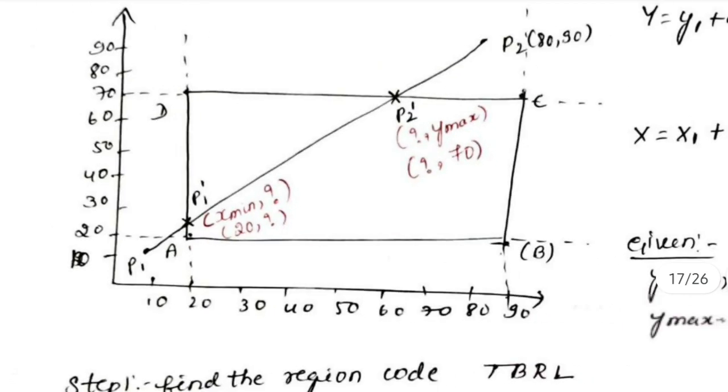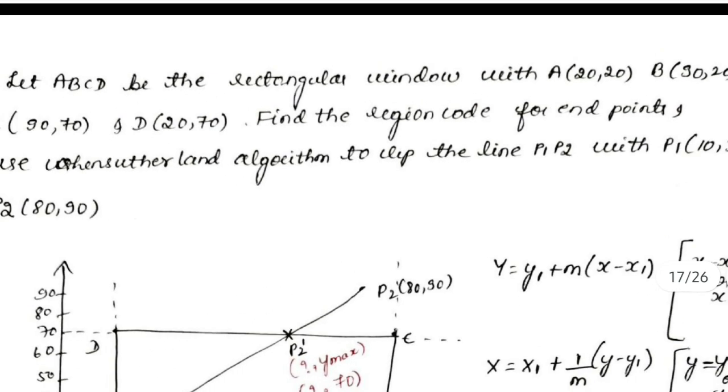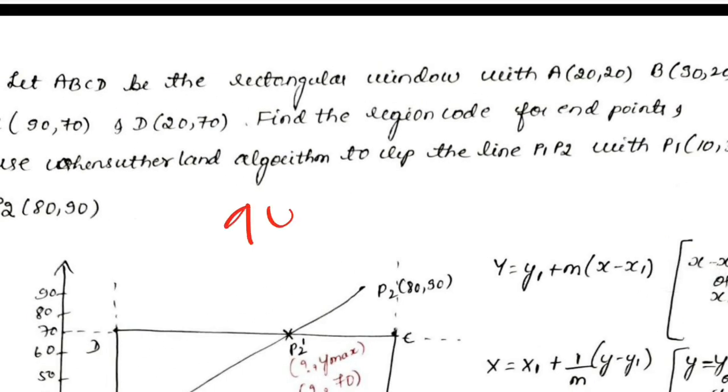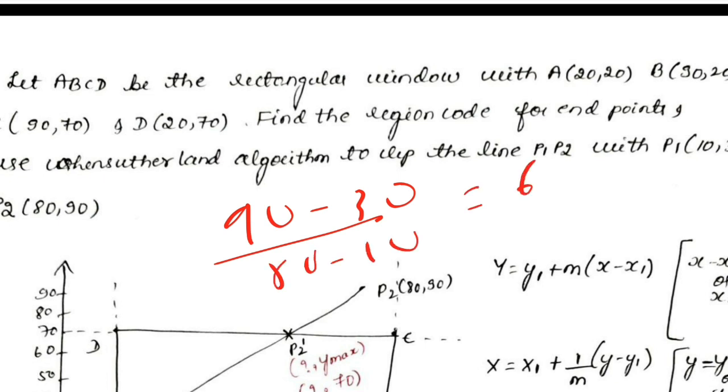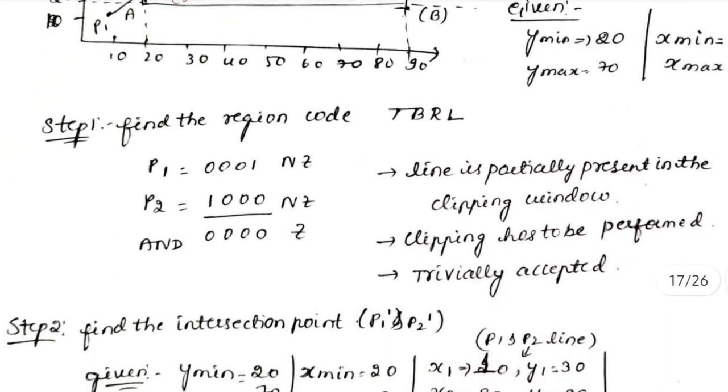For calculating y, I need to find out the slope. Slope between point P1 and P2. What is the slope of this line? 90 minus 30 by 80 minus 10. What is 90 minus 30? 60. And what is 80 minus 10? It is 70. So 60 by 70 or 6 by 7 is the slope.